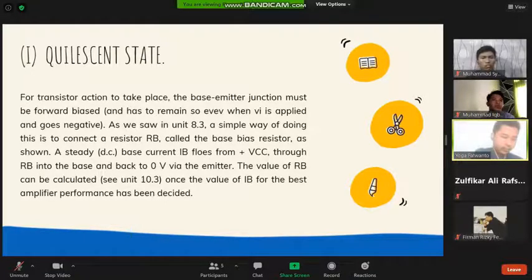As we saw in unit 8.3, a simple way of doing this is to add the base bias resistor as shown. A steady DC base current IB flows from plus VCC through RB into the base and back to zero voltage via the emitter. The value of RB can be calculated. See unit 10.3. Once the value of IB for the base is chosen.